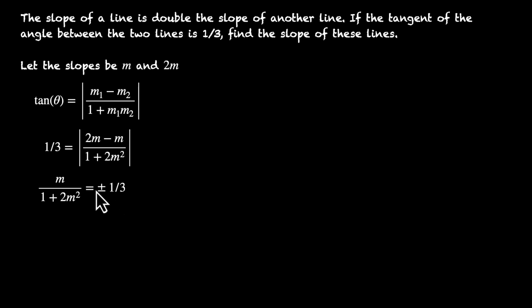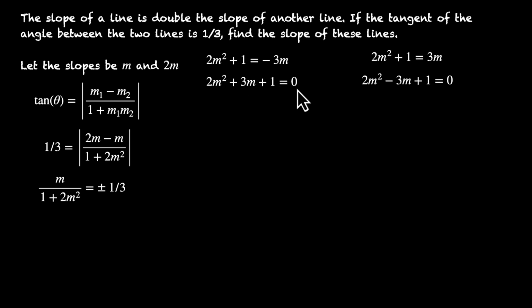So this will give us two equations. If we cross multiply, 3 goes here, 1 plus 2m square goes here. The equations will be 2m square plus 1 equals 3m and 2m square plus 1 equals minus 3m. This one with a negative sign. Let's solve both of them. This one will be 2m square minus 3m plus 1 equal to 0. And here we'll have 2m square plus 3m plus 1 equal to 0. Both of these are quadratic. Both of them will have two values of m.